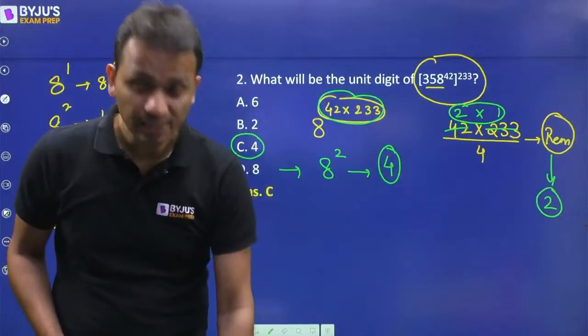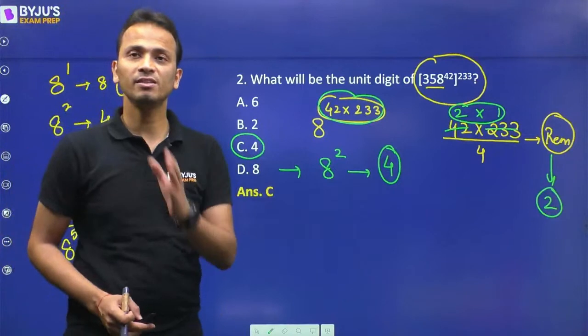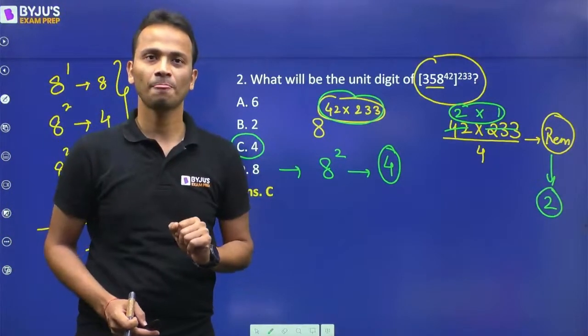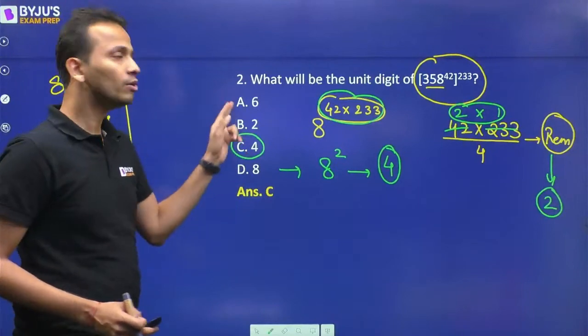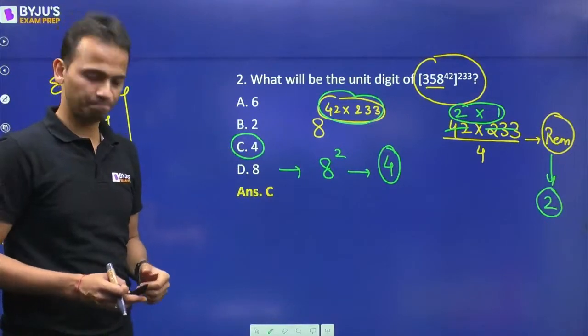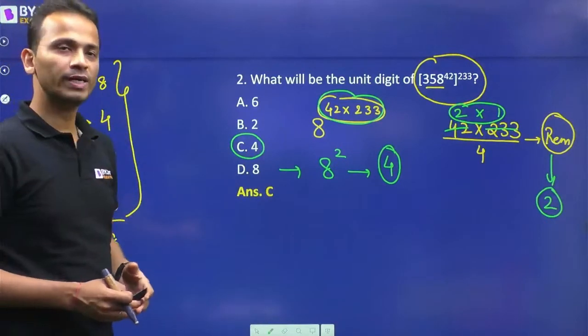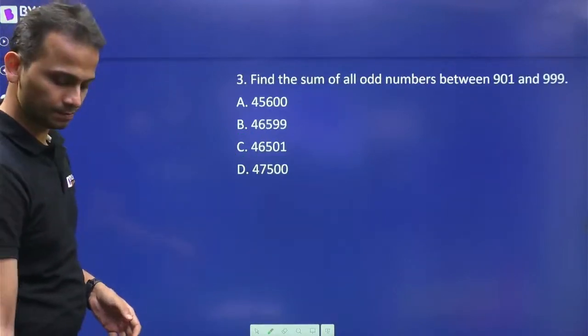And is there anyone who has given the correct answer? Nidhi has given the correct answer. Tarun, I hope you have understood why 6 will not be the answer, why 4 will be the answer. All right. Now with this, let's move ahead and look at the next question.